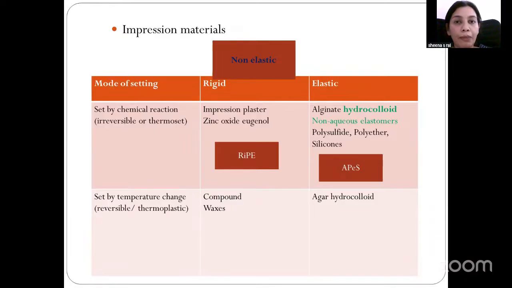Next, which sets by temperature. We know we give temperature through hot water, etc. Rigid is like compound wax, and elastic is like agar hydrocolloid. So please keep this important slide in your memory. This is very important because most of the questions can be answered through this slide.